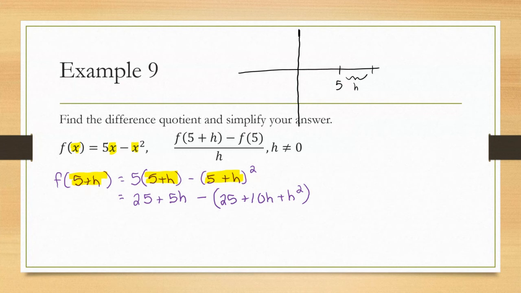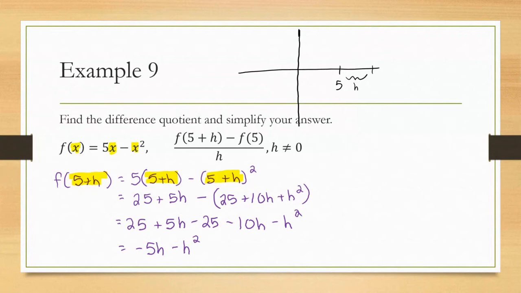Now I'm going to distribute my negative sign. So I have 25 plus 5h minus 25 minus 10h minus h squared. And then I'm going to combine like terms. So I have a 25 and a minus 25, so those cancel out. And then 5h minus 10h, so that is minus 5h, and then minus h squared.